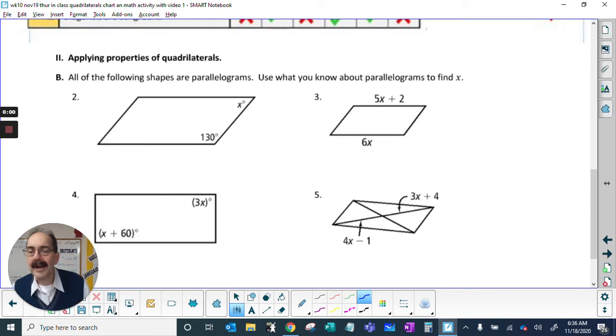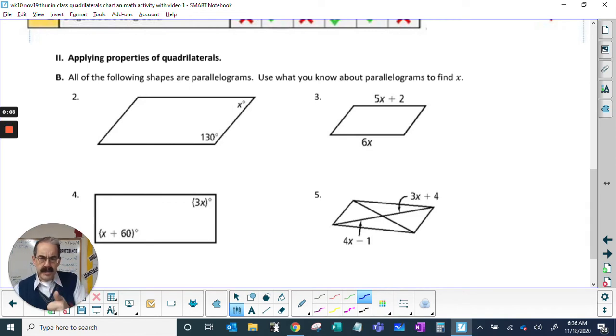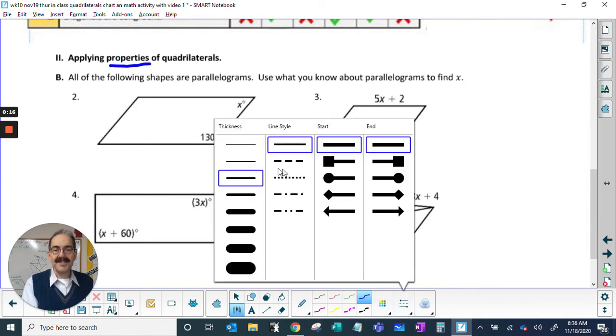All right, welcome back. Monty, Thursday, week 10, November 19. We're trying to actually calculate angle measures based on the properties we discussed all week. Okay, so let's get started.